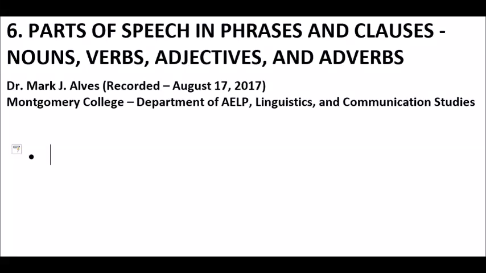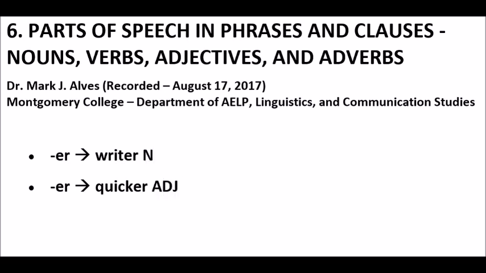So we've looked at how parts of words can help us determine parts of speech, such as the derivational suffix -er, for example, to get writer. And we've seen that -er can also be an inflectional suffix, as in quicker. So to be a quicker writer, for example. We know that that's a noun and that's an adjective.